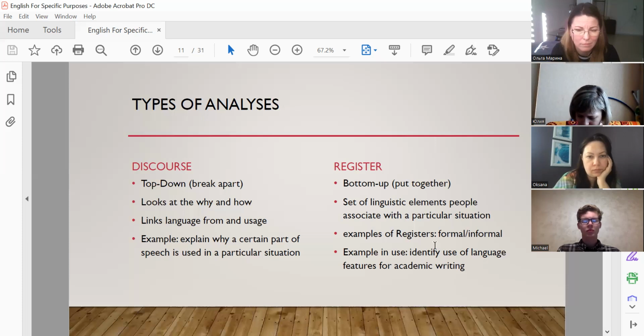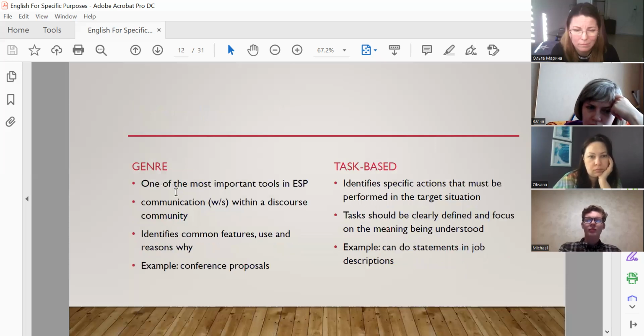So an example would be celiac disease would be formal, and gluten intolerance informal. So Latin names in English, and then common names that people use, for example. So that could be one analysis of, now we are talking about the language, so we need to take that into consideration. Then we have genre and task-based.